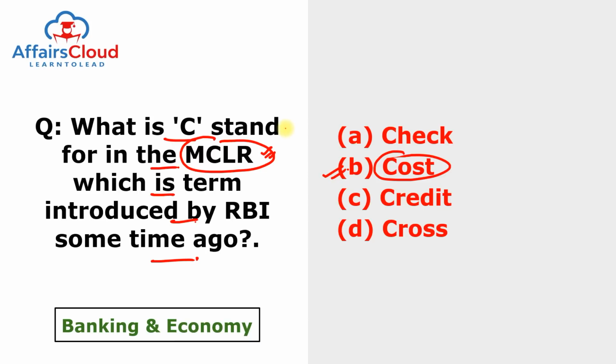It is the marginal cost of funds based lending rate, and it is the minimum lending rate below which a bank is not permitted to lend. And MCLR replaced the earlier base rate system to determine the lending rates of commercial banks. RBI implemented this MCLR in the year 2016 to determine the rate of interest for loans. So just remember, what is the meaning of MCLR? It stands for Marginal Cost of Funds Based Lending Rate.